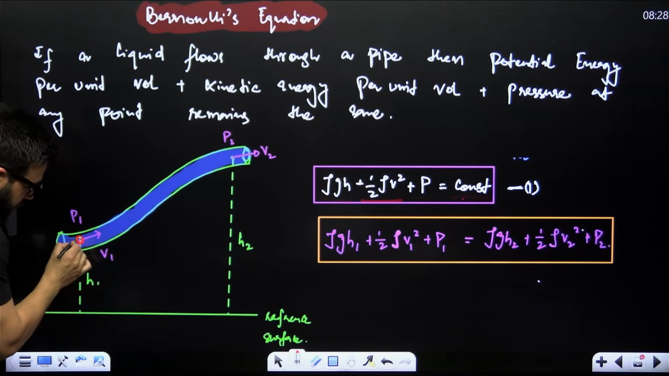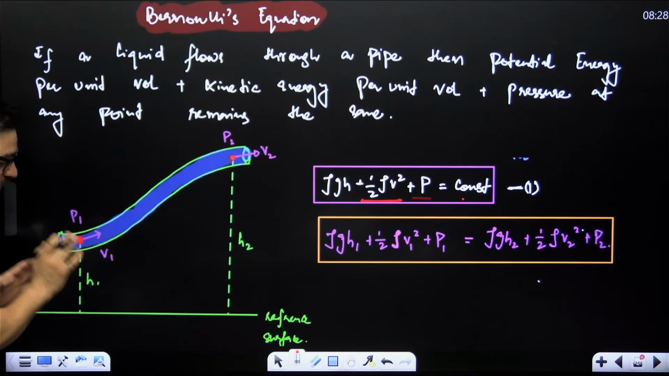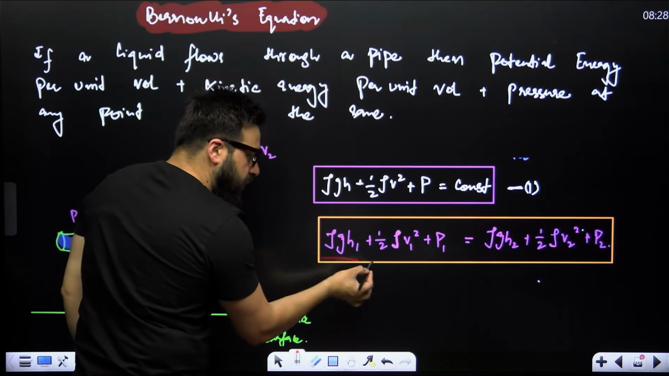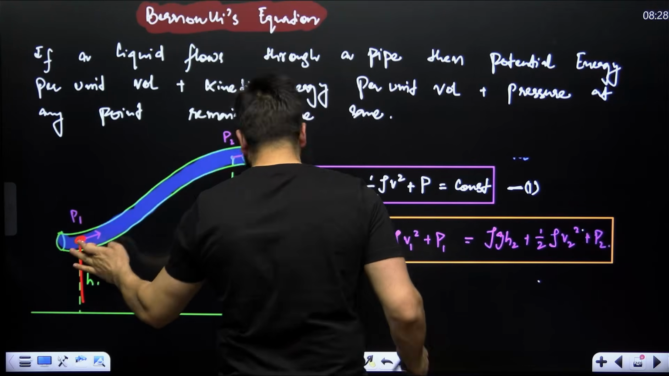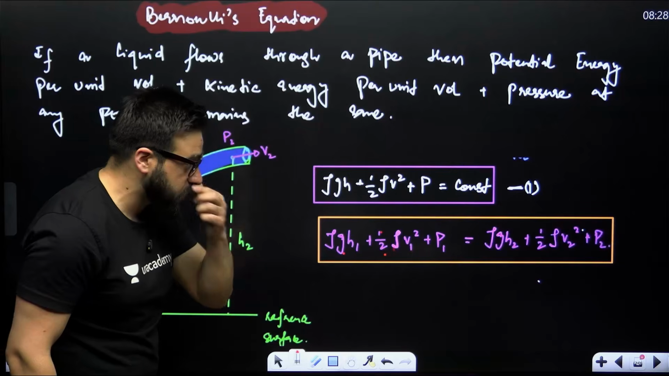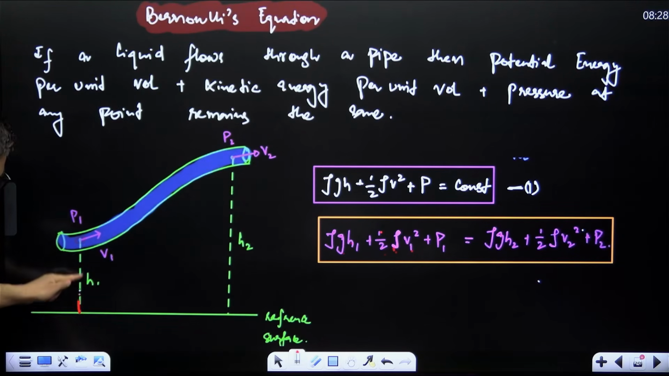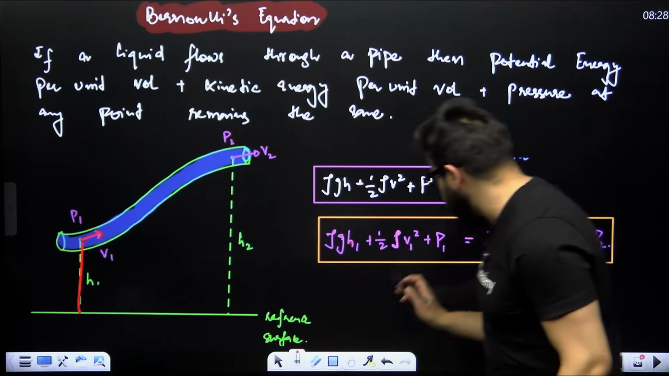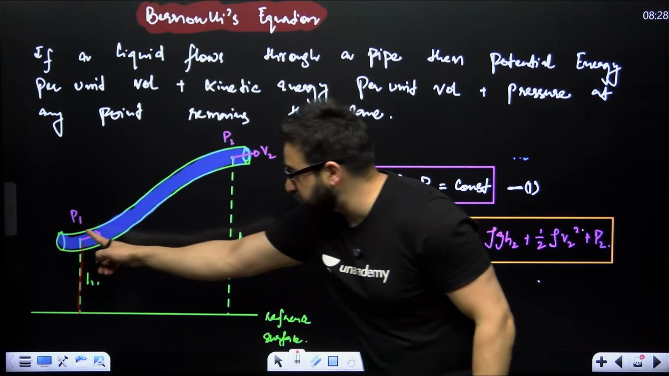Let's suppose you take the unit volume here, you take the unit volume here. Now, what is the potential energy at this point? Rho g h1, directly remember. What is the kinetic energy of the unit volume here? 1 by 2 rho v square, where rho is the density, g is acceleration due to gravity, h1 is the height of this liquid at this point, v1 is the velocity of this liquid at this point, okay? Then P1 is the pressure at this point.